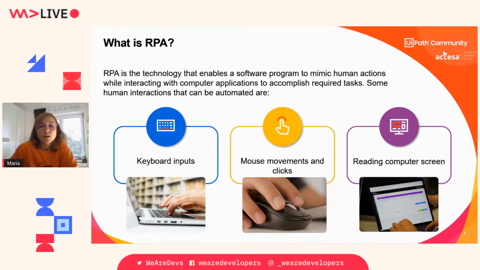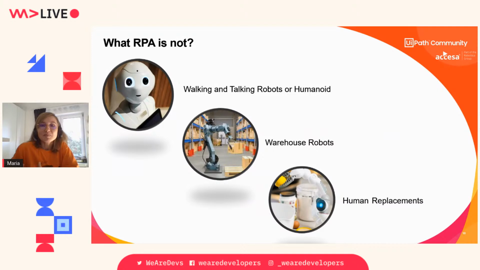Simply put, RPA, or Robotic Process Automation, is the technology that enables computer software to emulate and integrate actions typically performed by humans interacting with digital systems. That interaction can differ. It can be keyboard inputs, mouse movement and clicks, and even reading computer screens. And let's clarify what RPA is not.